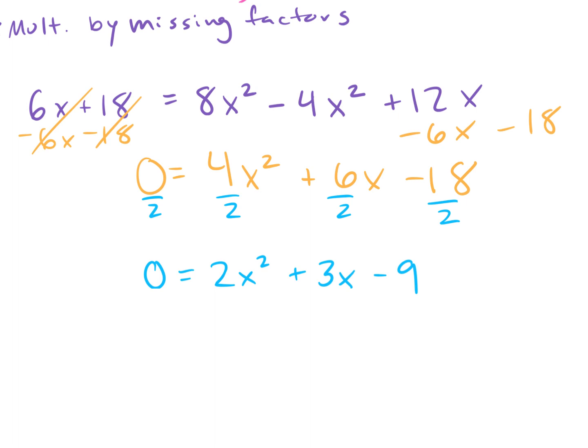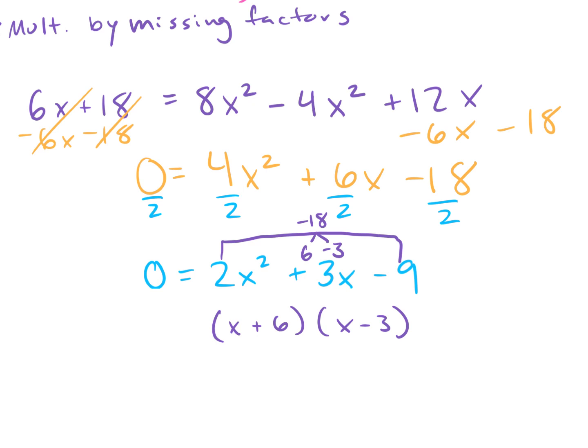So we took out the GCF, but we still didn't quite get our coefficient in front of the x squared to be 1. So how would I factor from here? First times the last. So 2 times negative 9, negative 18. Do we have two factors of negative 18 that add to positive 3? 6 and negative 3. Awesome. So here I have x plus 6 and x minus 3.